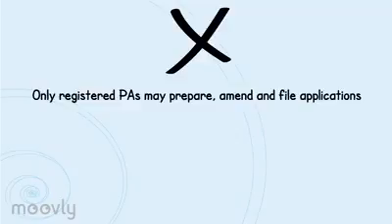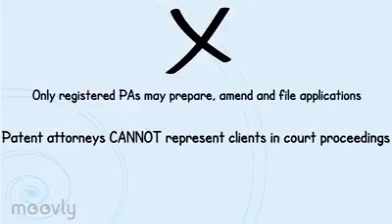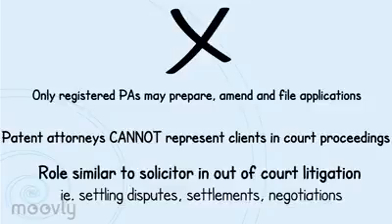Under Australian law, only a registered patent attorney is entitled to prepare, amend, and file patent applications on behalf of others before the Australian Patent Office. Similar to a lawyer, a patent attorney has legal privilege in communication between the attorney and the client. However, once the matter comes before a court, a patent or intellectual property lawyer is required.